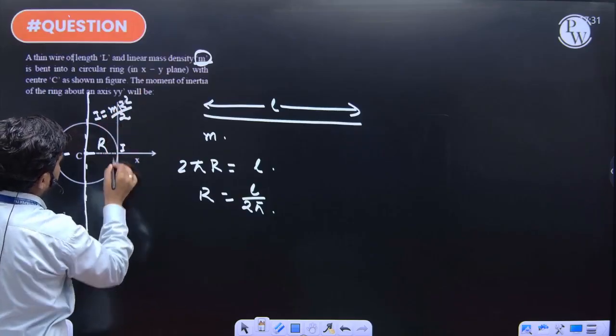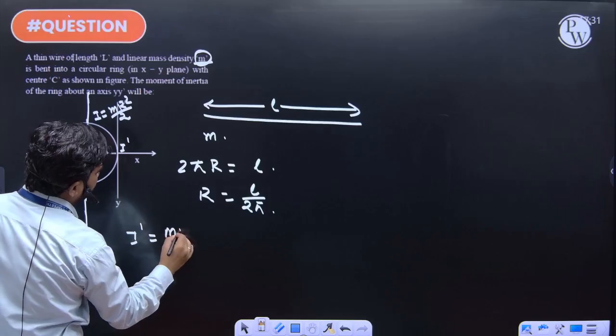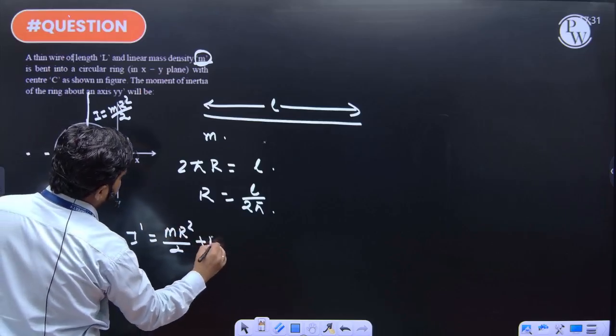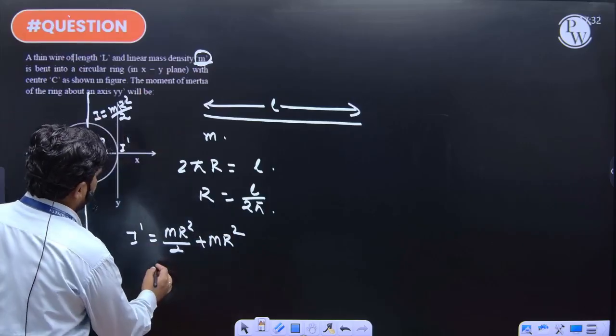So now we can use the parallel axis theorem. I dash about this axis. So I dash will be equal to mr square by 2 plus mr square. Although you can remember this value directly. So 3 by 2 mr square.